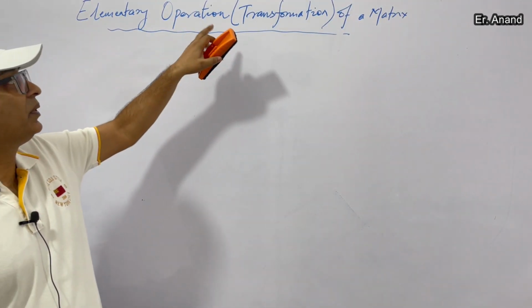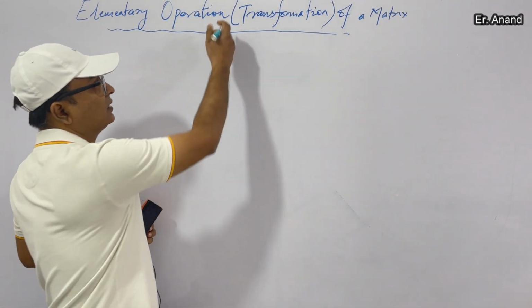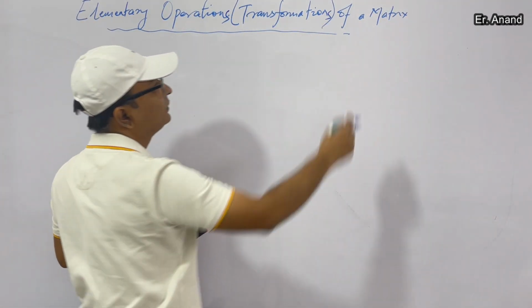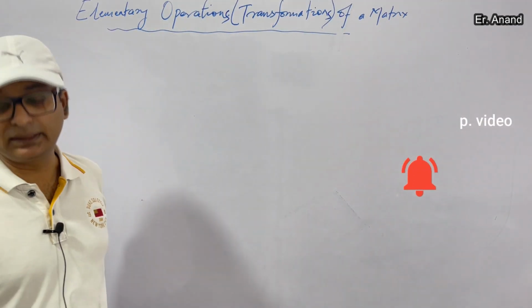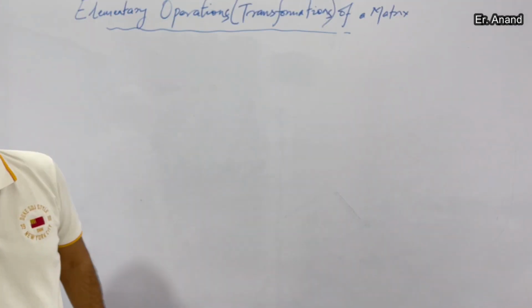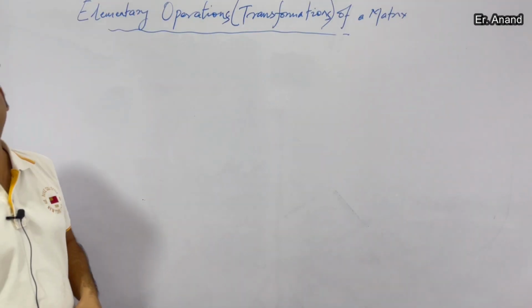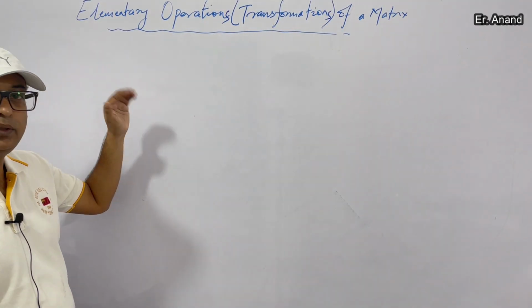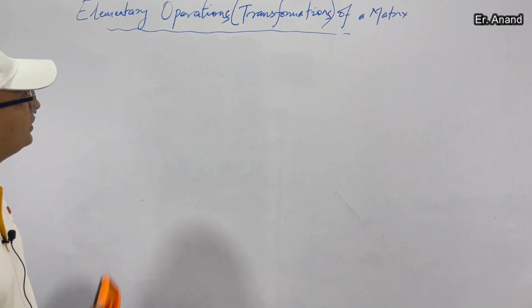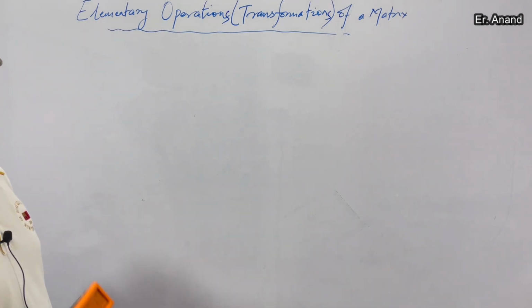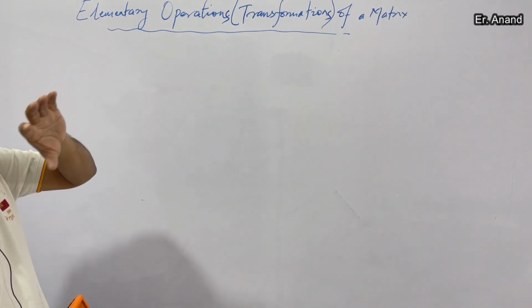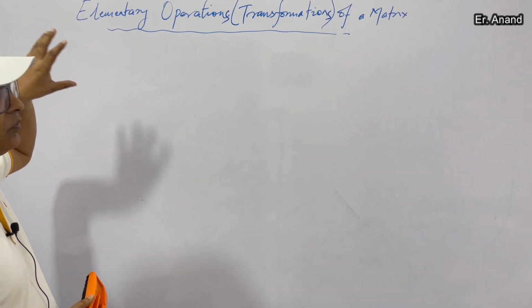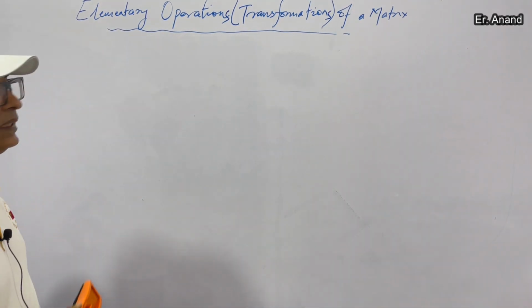The elementary operations, or I should say operations, on a matrix. By far this is the most important topic in the study of matrices. Why? Because all other usefulness of matrices depends on this only. This is the way you actually operate upon matrices. In my view, this is one of the most important things to study in matrices, so you should give your full attention and full focus when I am telling you.